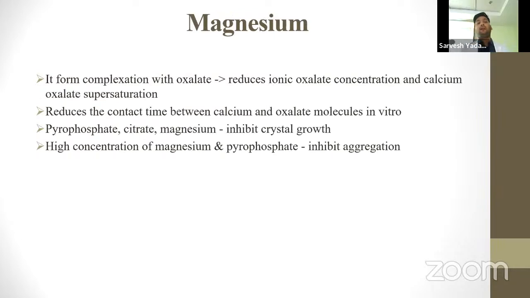Magnesium. It forms a complex anion with oxalate, which reduces the ionic oxalate concentration and calcium oxalate supersaturation. It reduces the contact time between calcium and oxalate molecules in vitro. Pyrophosphate, citrate, and magnesium inhibit crystal growth. High concentrations of magnesium and pyrophosphate inhibit the aggregation of nucleation.